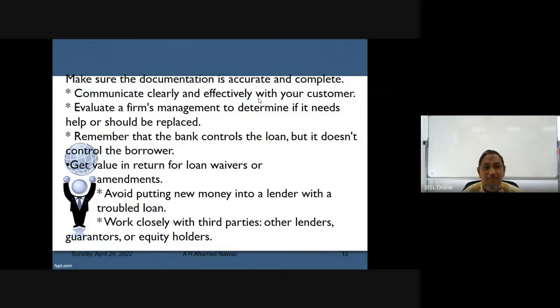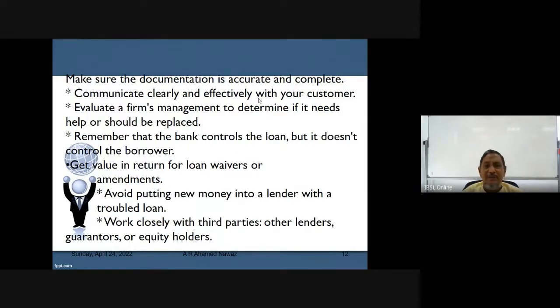This has a very serious effect, because most of us bankers are still not paying much seriousness to the documentation part. That is a place where we fail in our recovery. We find difficulties in recovery because of weaknesses in documentation. Communicate clearly and effectively with your customer. Communicate clearly and effectively, to the point.